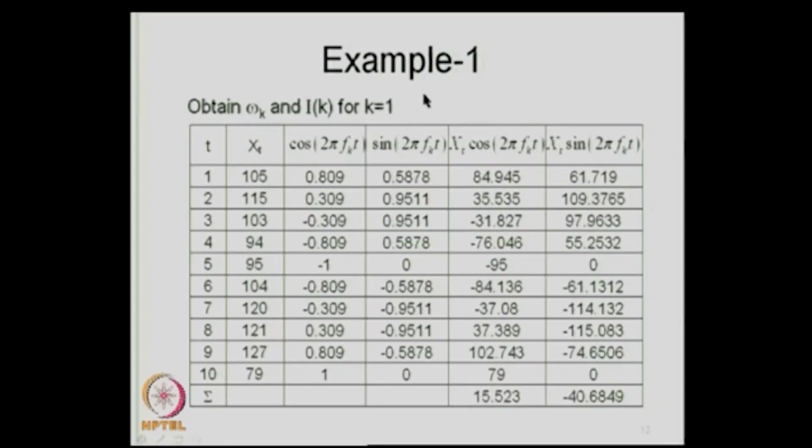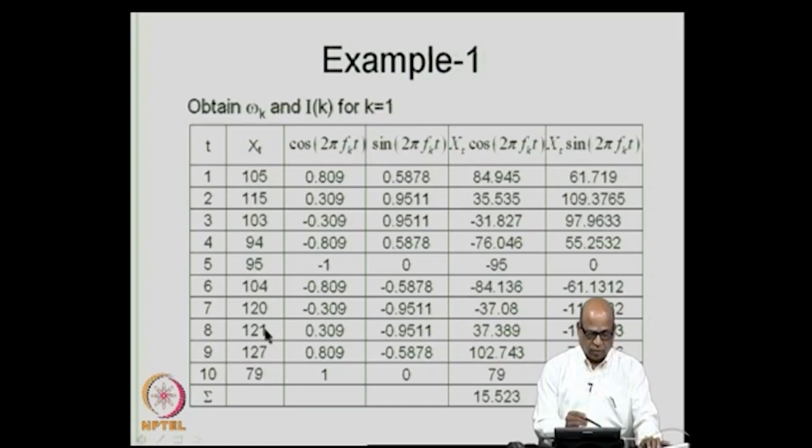We will see one example now, where first we introduce how exactly we estimate alpha k, beta k, the coefficients for a specific value of k. Remember, for a given k, f k is equal to simply k by n. N is the number of observations that you have. So, let us get an example here. This is the time series. We have 10 values here. This is just for demonstration. You have 10 values of x t.